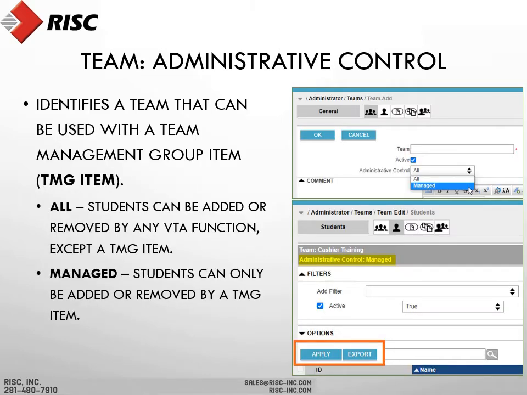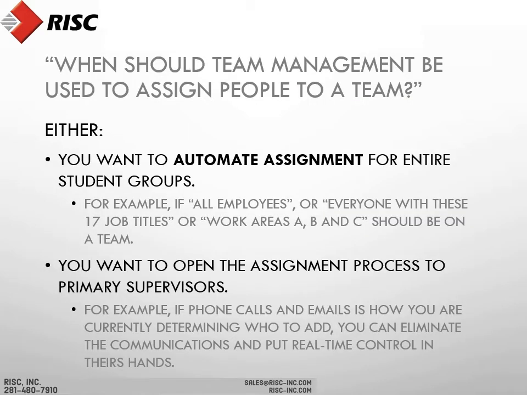When looking at team records, you may have noticed the administrative control option and wondered what it was, or maybe you just ignored it. If you're not using team management, leave it set to all for all teams. If you are using team management and the team is one that will be controlled by a TMG item, set it to managed. When set to managed, the only way for a person to get on or off the team is via a TMG item. Notice how the Students tab of a team record loses its Add, Delete, and Import buttons when the team uses a managed administrative control.